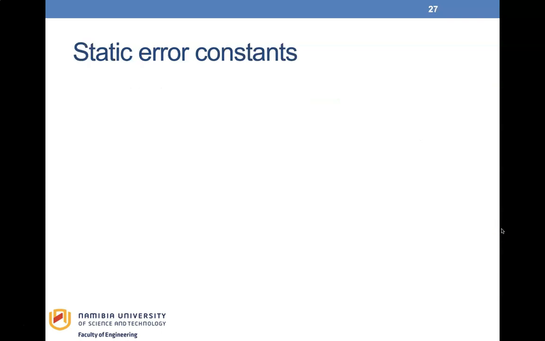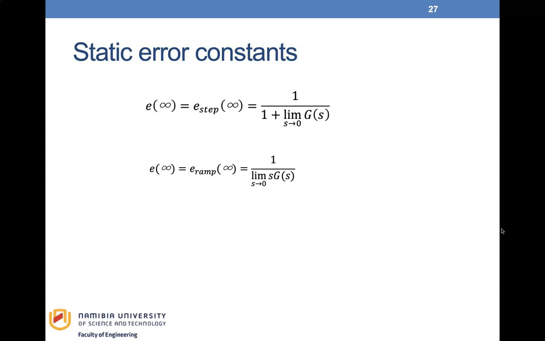In the last lecture, we derived the following relations for steady-state error. The first one, for step input, the steady-state error is given as 1 over 1 plus limit as s tends to 0 of g of s. And then 2, for the ramp input, the steady-state error is given as 1 over limit as s tends to 0 of s g of s. And for the parabolic input, the steady-state error is 1 over limit as s tends to 0 of s square g of s. The limits of the terms in the denominator determine the steady-state error.